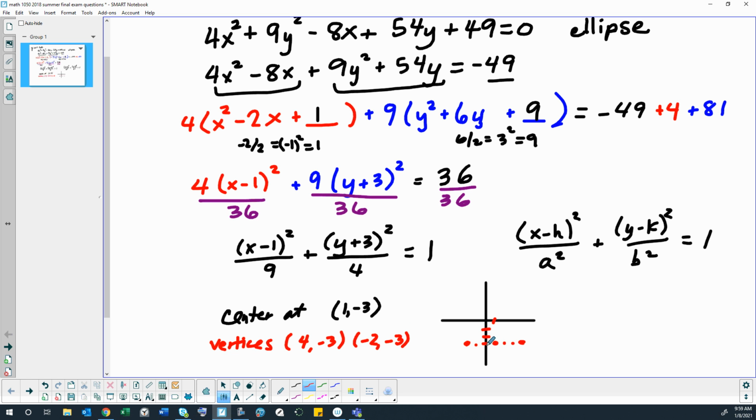And then the endpoints of the minor axis are going to be 2 from the center this way and this way. So here's our ellipse right here. Unless they ask us to find the foci, we don't really need to, because it's not actually part of our graph or part of our equation.